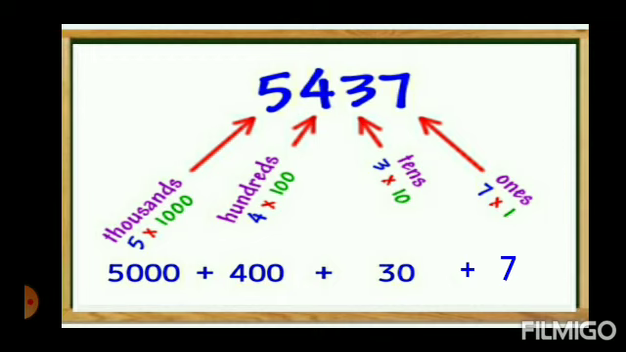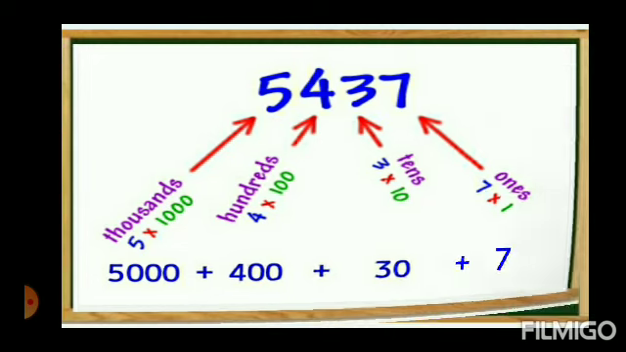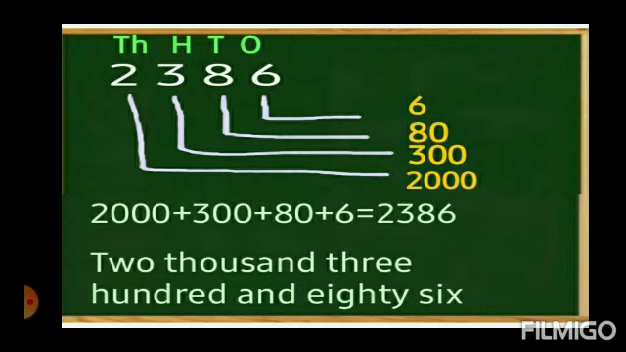Now let us look into the expanded form of 5437. The place values of 5437 are 5000, 400, 30 and 7. So the expanded form is 5000 plus 400 plus 30 plus 7 is the expanded form of 5437.